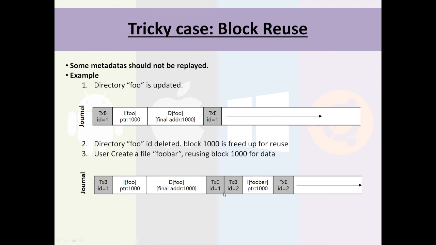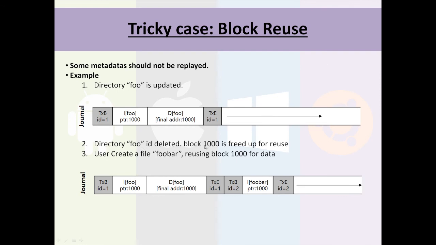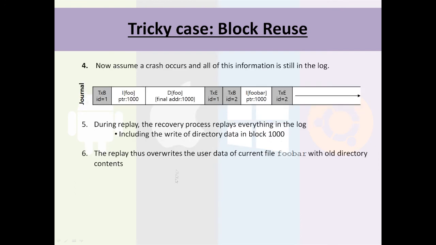Okay, and those are our two transactions. Now, if you assume that a crash occurs and all of this information is still in the log, well, during the replay, the recovery process replays everything in the log, right? Including the writes of the directory data in block 1. So including this update, right? But you remember this was freed, so this would have been empty. But at this point, it wasn't, and it had some data here with this updated data. So it's going to redo that update process.